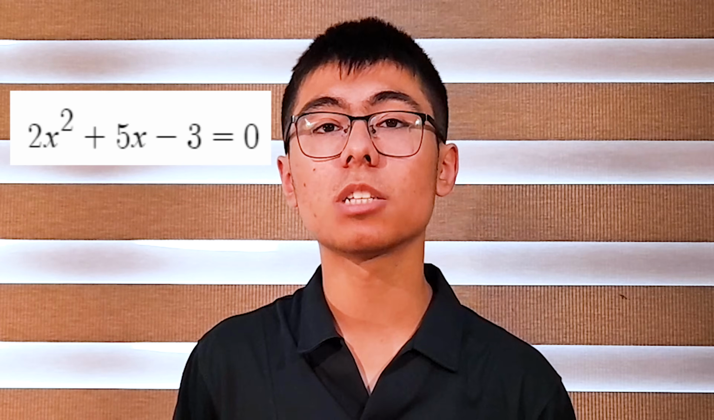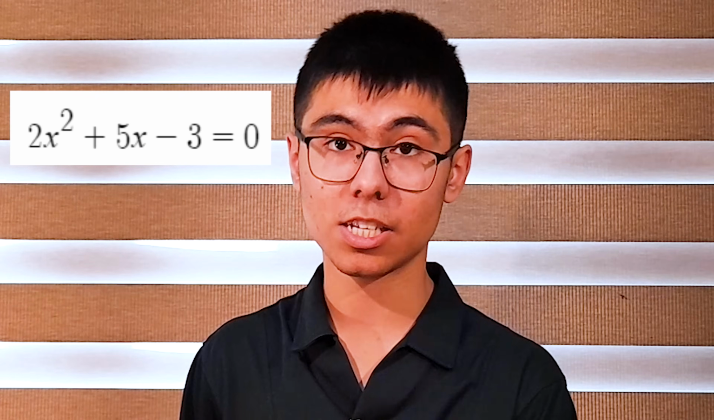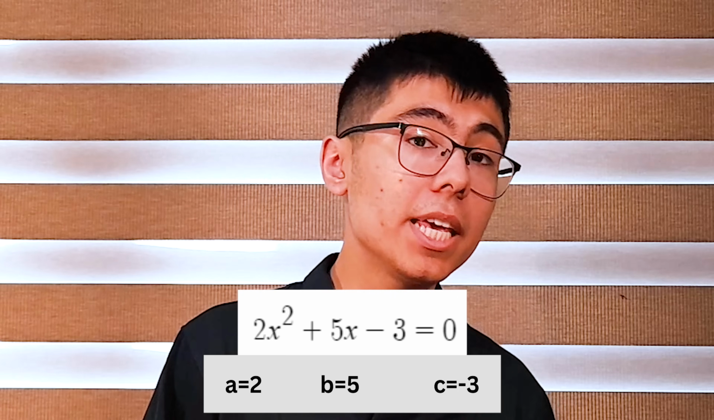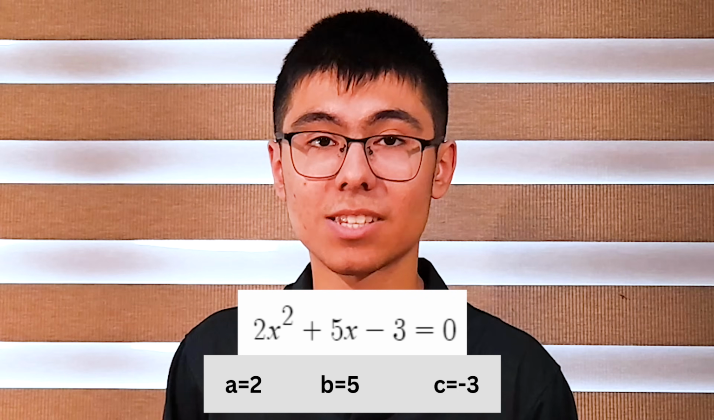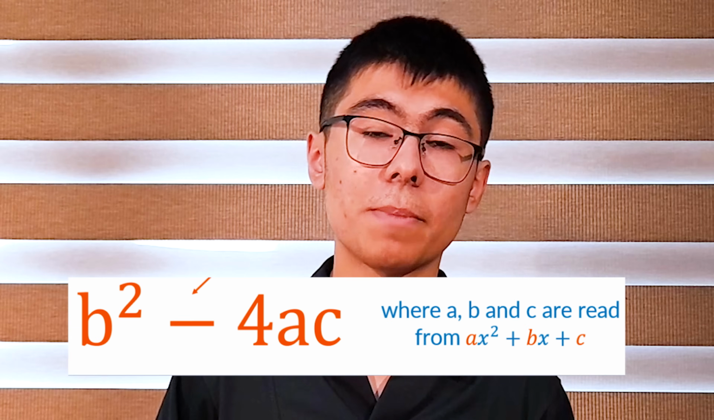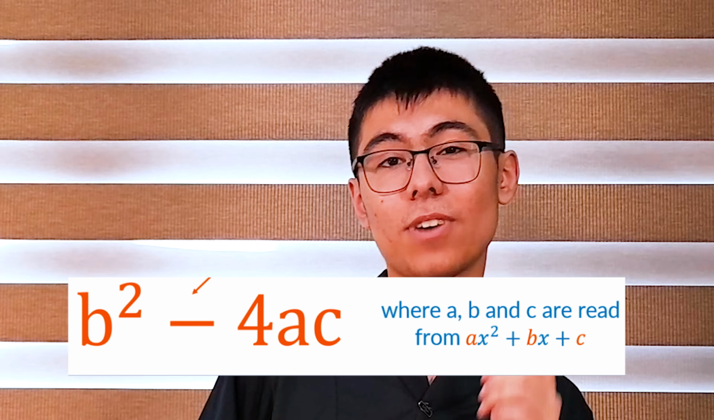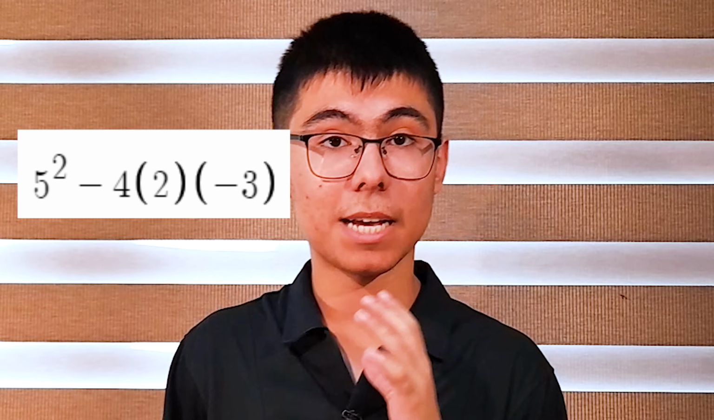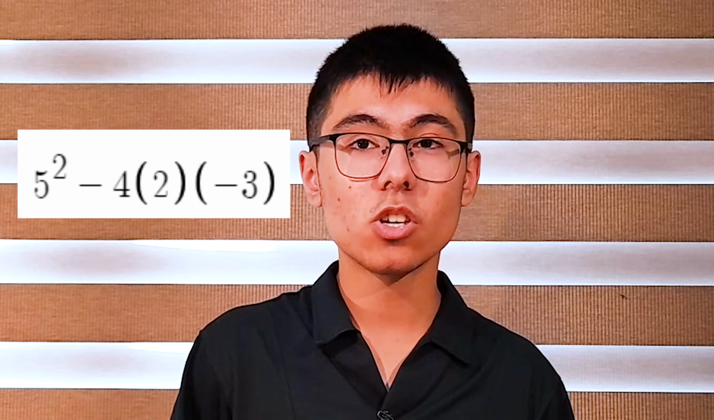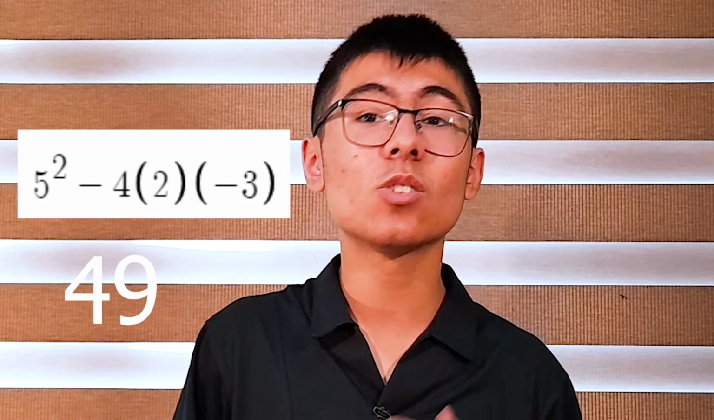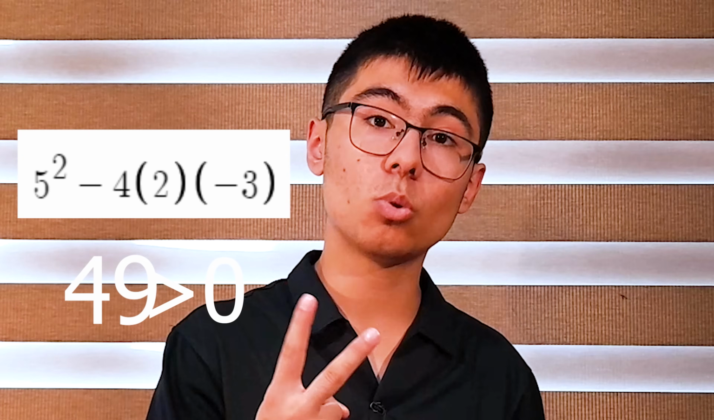Now let's apply it to a real SAT question. Imagine you're asked to determine how many solutions exist for the equation 2x squared plus 5x minus 3 equals 0. Instead of solving it, you can use the discriminant. a equals 2, b equals 5, c equals minus 3. Plug these into b squared minus 4ac, and you get 5 squared minus 4 multiplied by 2 multiplied by minus 3. So you get 49. Since 49 is greater than 0, we know that there are 2 real solutions. Easy, right? But wait, there is more.